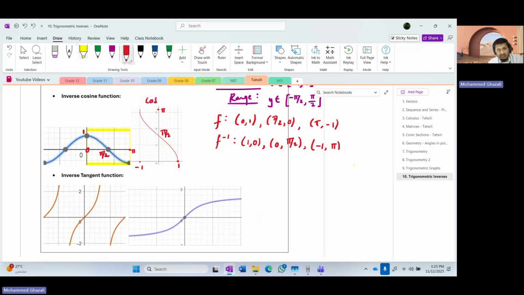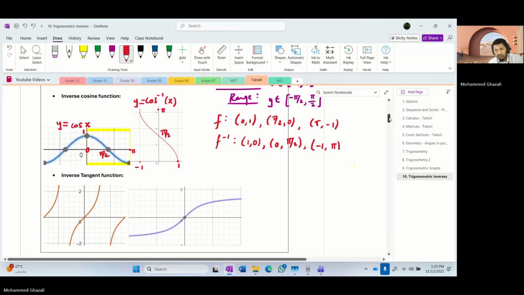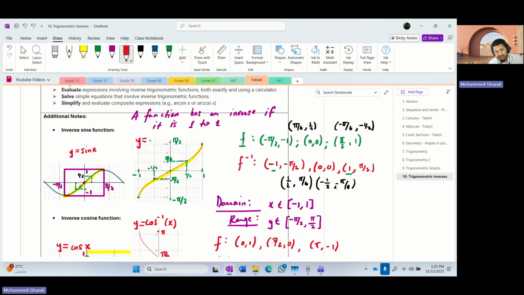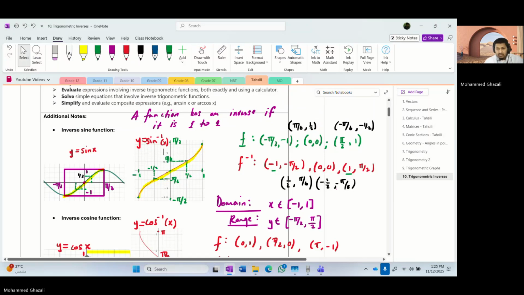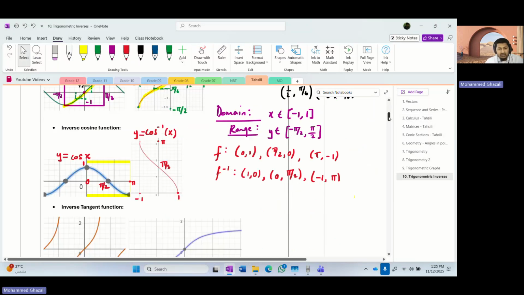So this is the cos inverse function, cos inverse x. And this is y equals cos x. Continuing, that was sine x, and this is sine inverse x. Now going on to the next part.